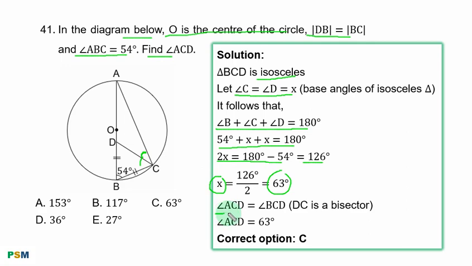Now, angle ACD is equal to angle BCD. In other words, this angle is equal to this angle because DC is a bisector. Therefore, angle ACD is equal to 63 degrees. The correct option is C.